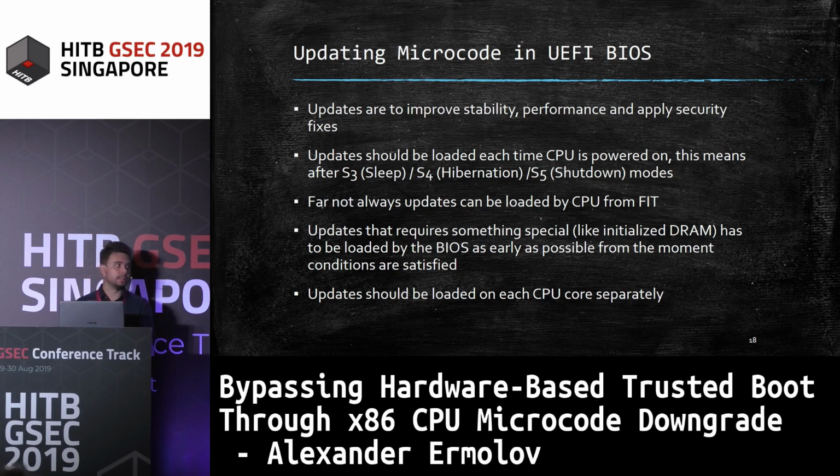Also, updates should be loaded each time the CPU is powered on. This literally means leaving the sleep, hibernation, and shutdown modes: every time the CPU is powered on. Each core has its own microcode, like I've said before, so the microcode update should be loaded onto each core of the processor. Also, the most important thing I've discovered so far: not always can the microcode updates be loaded by the CPU automatically from the firmware interface table.